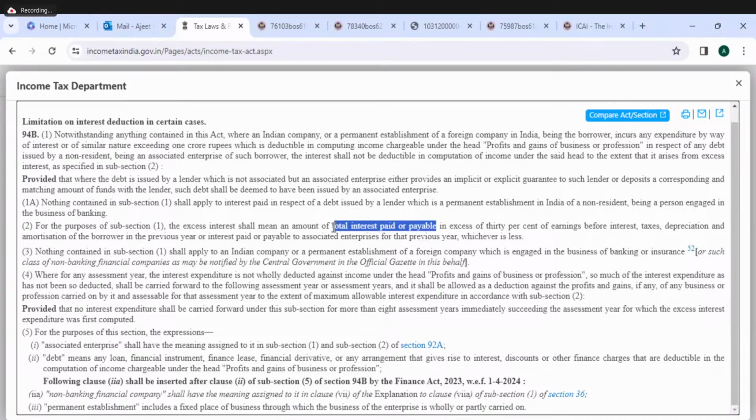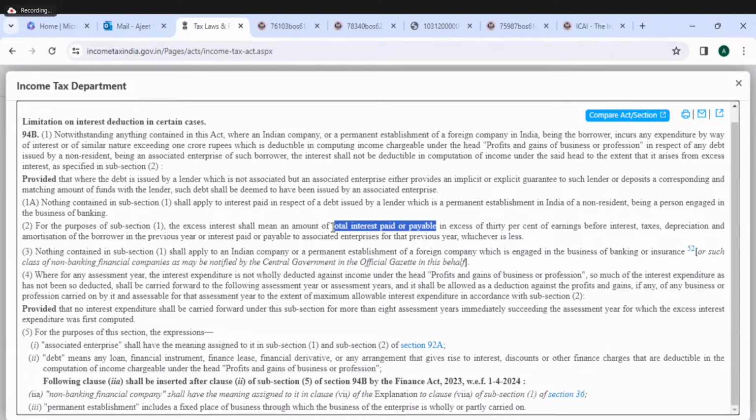So in a nutshell, your first condition is that the interest which you are paying to a non-resident AE in excess of 30% of EBITDA, or interest paid or payable to non-resident AE, whichever is less, will not be allowed. In other words, the maximum interest allowed under section 94B is 30% of EBITDA or interest paid or payable to AE, whichever is less.